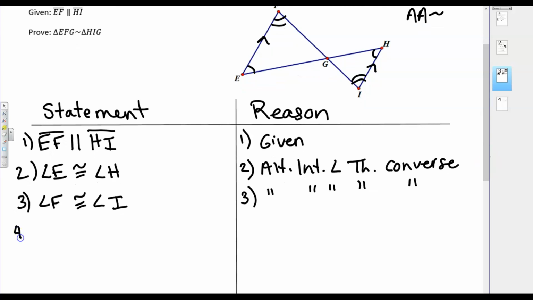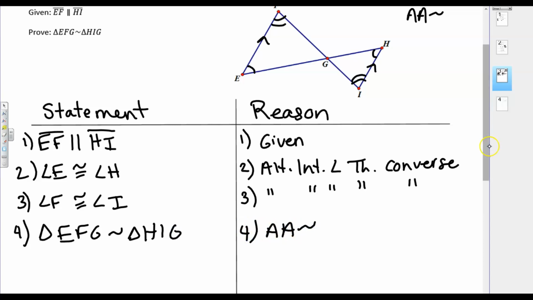And now for step 4, I've got two angles proven congruent. Therefore, I can say triangle EFG is similar to, not congruent to, triangle HIG. And my reason is AA tilde.